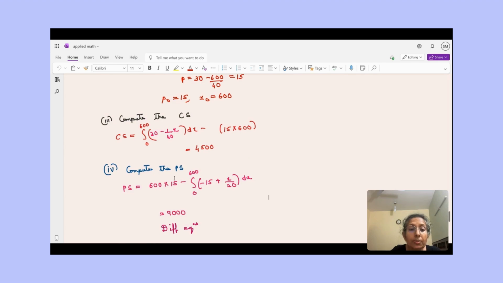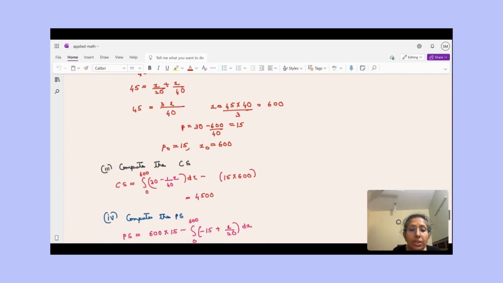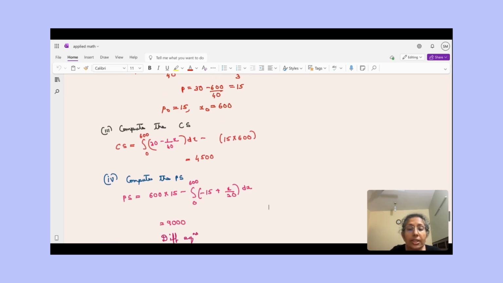Compute the producer surplus. Producer surplus is P naught x naught, that is 15 into 600, minus integral 0 to x naught, that is 600, the supply function, that is minus 15 plus x by 20. And integrating, you get the answer as 9000.